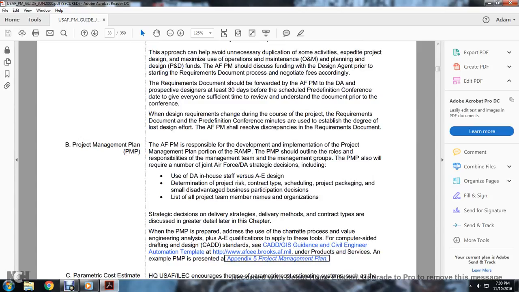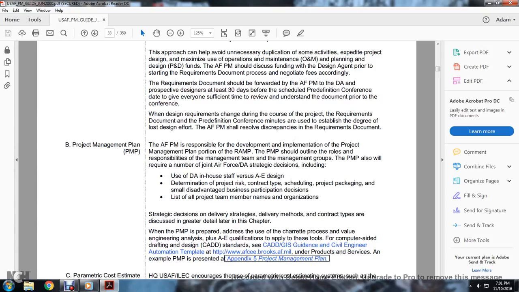Air Force program management is responsible for the development and implementation of the project management program and the required management plan. The program management plan should outline the roles responsible for the management team. The program management also will require the Air Force and Defense Agency strategic decisions, including the USDA in-house staff versus the A&E design determination, project risk, contract type, schedule, project packaging, and a small disadvantaged business participation decision, plus a list of all project team member names and organizations, design and delivery strategy, delivery method, and contractor type. This is discussed in great detail later in the chapter.